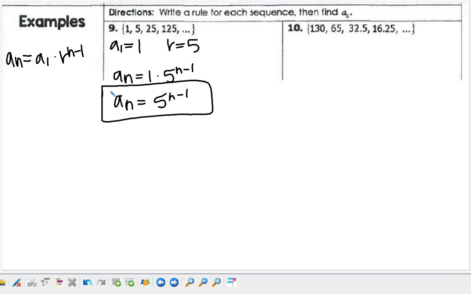Okay? Remember, you cannot multiply before evaluating exponents. PEMDAS: parentheses, exponents, then multiplication and division from left to right. So there's my rule. And then if I want to find a sub 6, that means 5 to the 6 minus 1. So a sub 6 is equal to 5 to the 5th. So the 6th term in the sequence is 3,125.